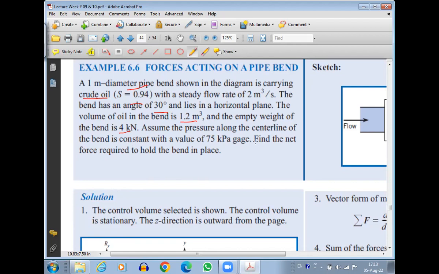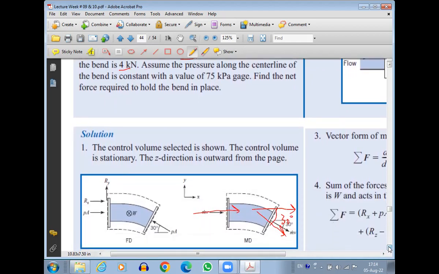Assume the pressure along the center line of the bend is constant. So along the center line, the pressure is constant throughout. That means whatever the pressure I have at any point, it is constant. So this will be my center line. The pressure across this center line is constant. Whatever the pressure I have here is the same as the pressure here, and here. This is just an assumption. In reality, there will be pressure variation to make the fluid flow inside the pipe bend. But for this problem, we can assume that there is no pressure variation throughout. The pressure is the same.